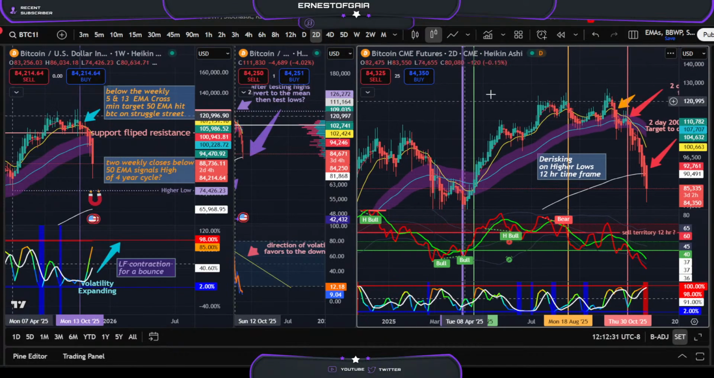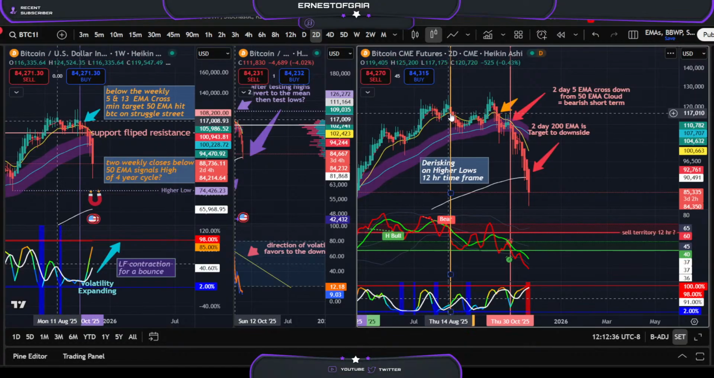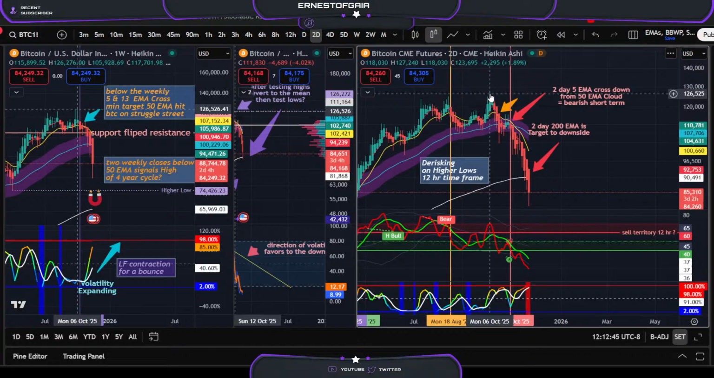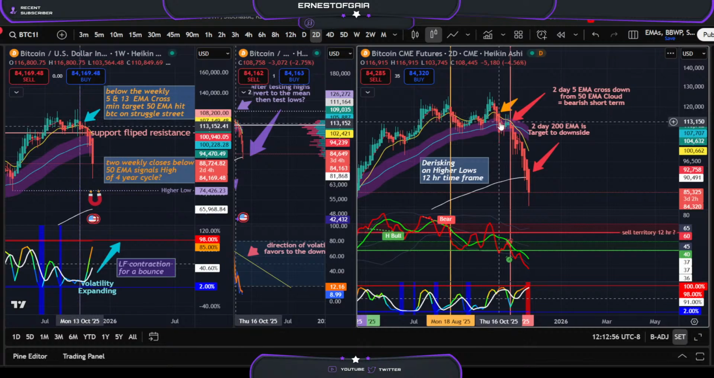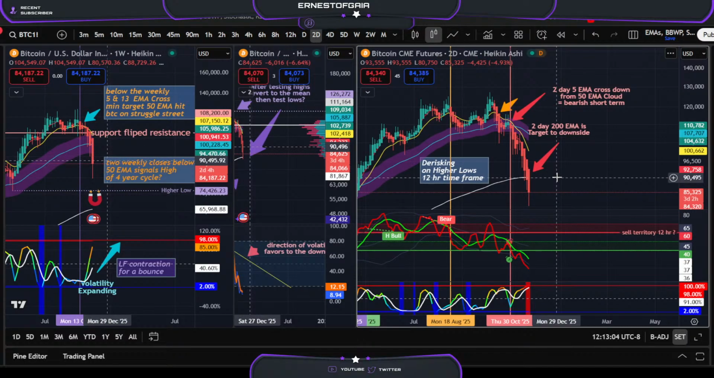If we look on the 2-day, the two-day gave us the best signal on the 5 and 13 cross, target down to the 50. We got a bounce and a new high put in, a cross back up on the 5 and 13. However, we rejected from the new high, again crossing below the 5 and 13, setting up the target on the 50, crossing down, setting up the target at the 200. You can see that was hit the other day.